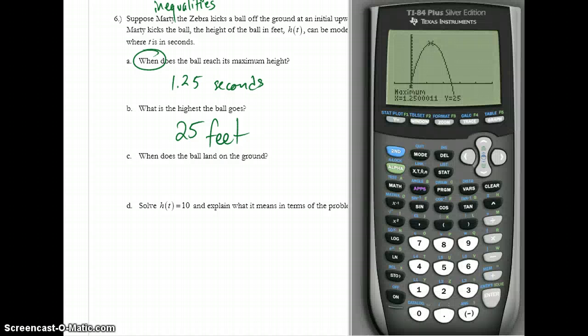I want to know when the ball lands at the ground. Well, if it starts on the ground, it lands on the ground here. I want to know what is that point. So I can go into my menu. This time I'm going to pick 0, which is another name for the x-intercept. Move the cursor until it's close, but to the left of. So here's our point, to the left of it, to the right of it, in the middle. And I get that it lands the ground at a time of 2.5 seconds, 0 feet in the air because it's on the ground.